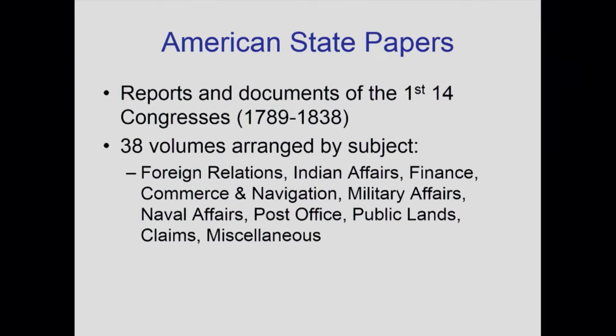It is the only part of the serial set that is subject-oriented, and each volume has its own index, and most have a table of contents as well. There's 6,278 documents in the American State Papers. And of the 38 volumes, when you look at them on the shelf, they will be numbered with a 0 in front, so that chronologically they're shelved prior to volume 1 of the real serial set.